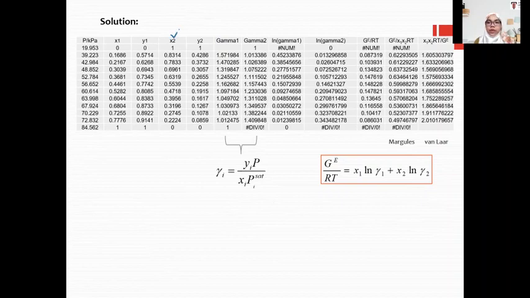Then we can obtain the compositions x2 and y2 from 1 equals x1 plus x2 and 1 equals y1 plus y2.